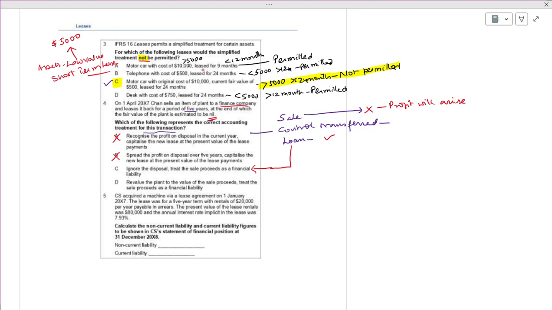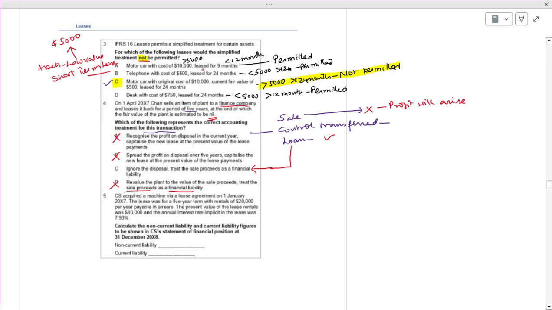Treat the sale proceeds. This is not sale proceeds. You cannot treat sale proceeds as a financial liability. No relation at all. Is it right? Every point you read, you will understand as 4 different points. When you are selling it to a finance company, it is like a loan.